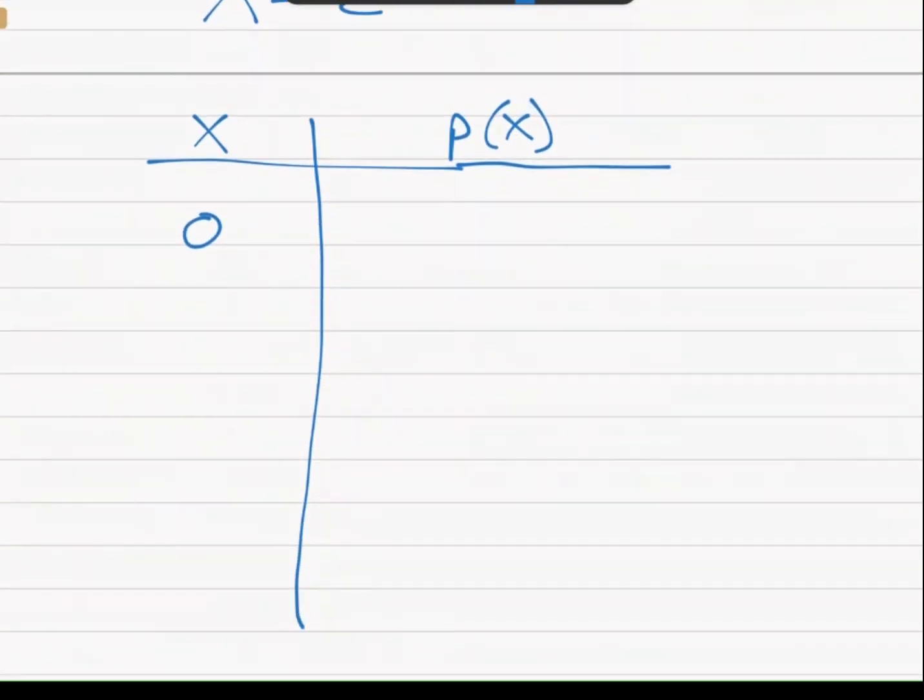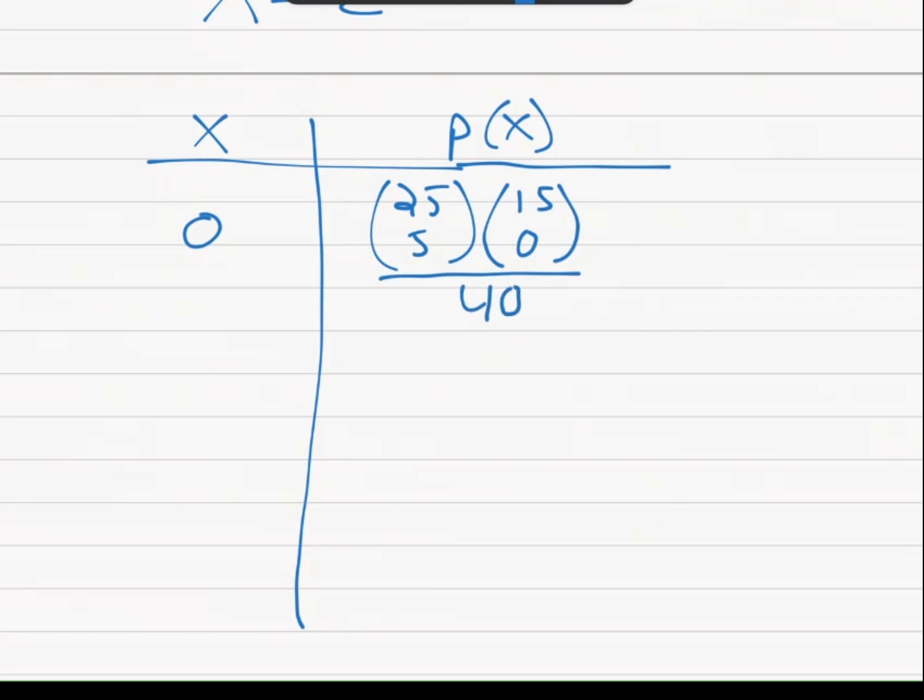So this is going to be, she gets all bad candy, so it's 25 choose 5. And I'll put this in, the 15 choose 0. She gets 0 of her choices from the good side of the batch. And then the total number of choices that are possible is 40 choose 5.